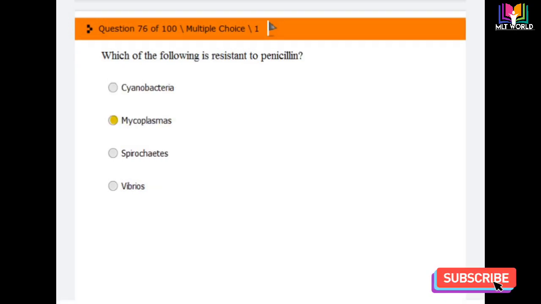Question number 76. Which of the following is resistant to penicillin? Options are cyanobacteria, next option is mycoplasmas, third option is spirochetes, and last option is vibrios. And the correct answer is second option: mycoplasma is resistant to penicillin.